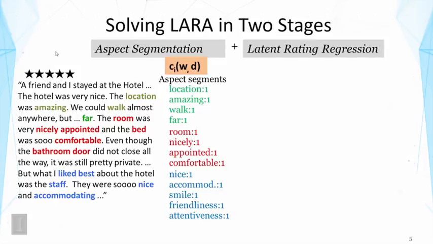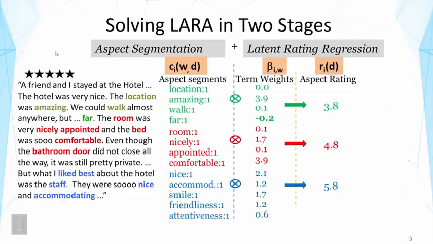In the second stage, which is called latent rating regression, we're going to use these words and their frequencies in different aspects to predict the overall rating. And this prediction happens in two stages. In the first stage, we're going to use the sentiment weights of these words in each aspect to predict the aspect rating. So for example, if in the discussion of location, you see a word like amazing mentioned many times, and it has a high weight, for example here 3.9, then it would increase the aspect rating for location.